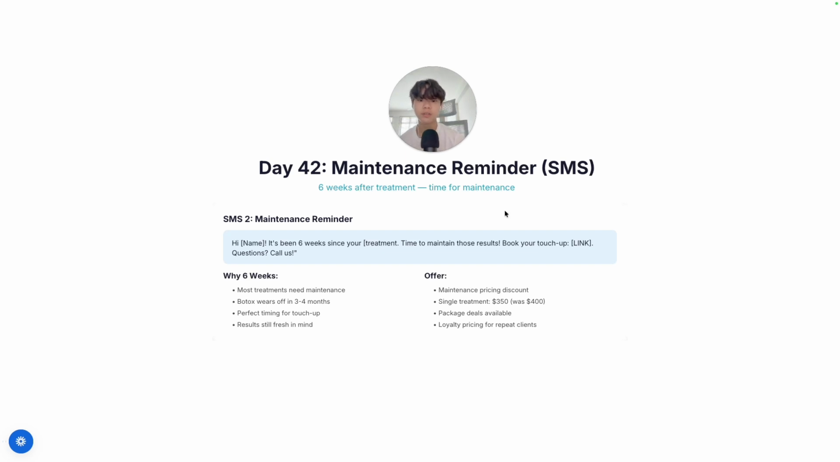Okay, and you can give them some package deals if you want, and some loyalty pricing for repeat clients. Okay, just a really quick overview on what you can offer. You can just have a different offer. It doesn't have to be this. It can be something different, something unique, other things. And yep, that would be basically it for the SMS maintenance reminder.